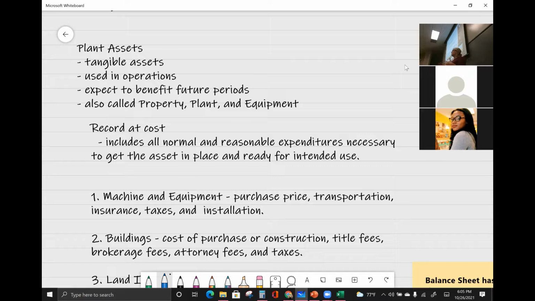Different companies will have different types of assets that are part of their operations. I just wanted to make that clear: just because you see, oh, this is land, it may not be something that's used in their operations. So the way that it's handled would be a little bit different.